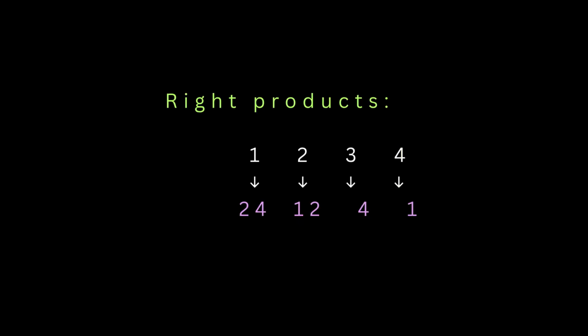Now we do the exact same thing from the right. For 4, there is nothing to its right, so we use 1. For 3, the product to its right is 4. And for 2, it's 3 times 4, which is 12. And for 1, it's 2 times 3 times 4, which is 24.